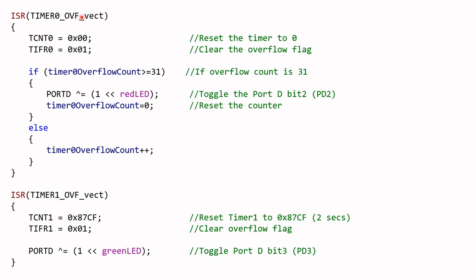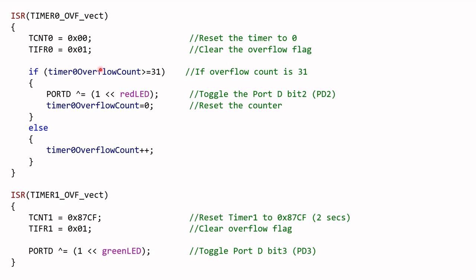Here are the ISRs, or the tasks. Let's take a look at this first one here. So this is for TIMER0_OVF_vect. All right, so right here we have the timer counter register 0. We set it to reset the timer to 0 here, and then we have the timer counter interrupt flag 0. We set it to 1. That is to clear the overflow flag.